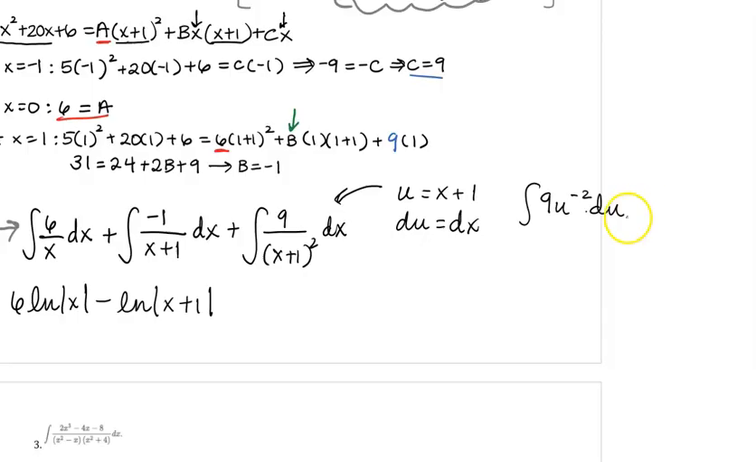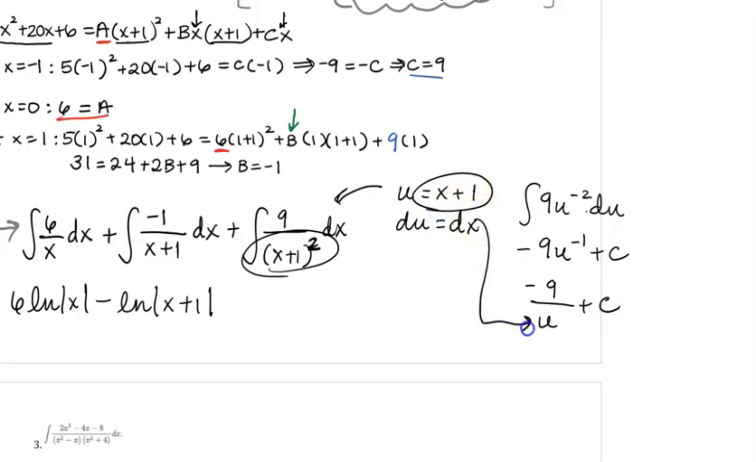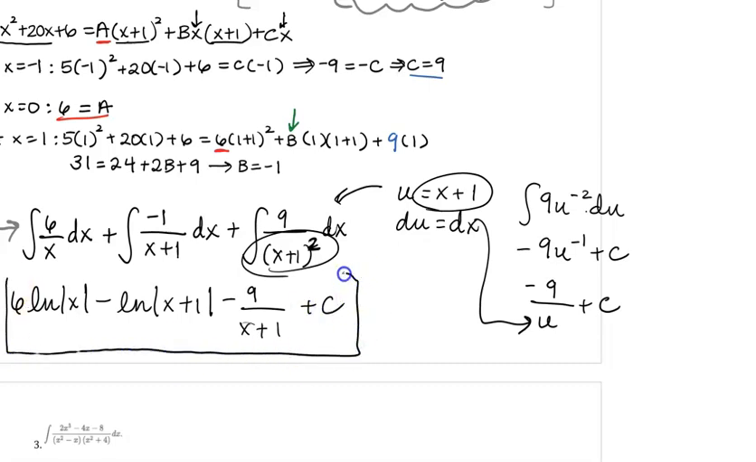So here I am actually going through the substitution. Notice I did rewrite it because the x plus 1 squared was in the denominator, and so I have u to the -2. I'll increase my exponent by 1 and divide by my new exponent and add my constant of integration. And then finally, I will just sub back in what u is to see that I really have a -9 over x plus 1 when I integrate that. And we have a plus c. So here is our final answer for number 2.